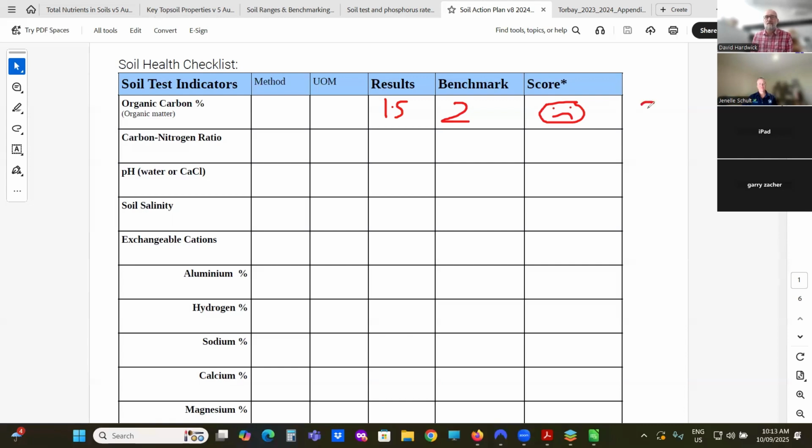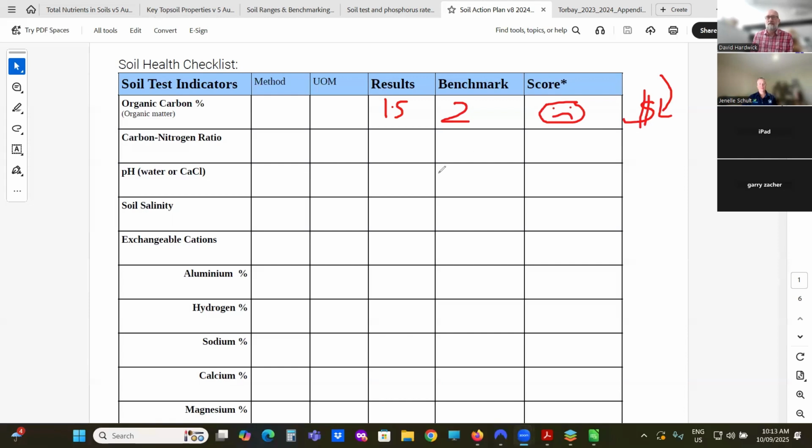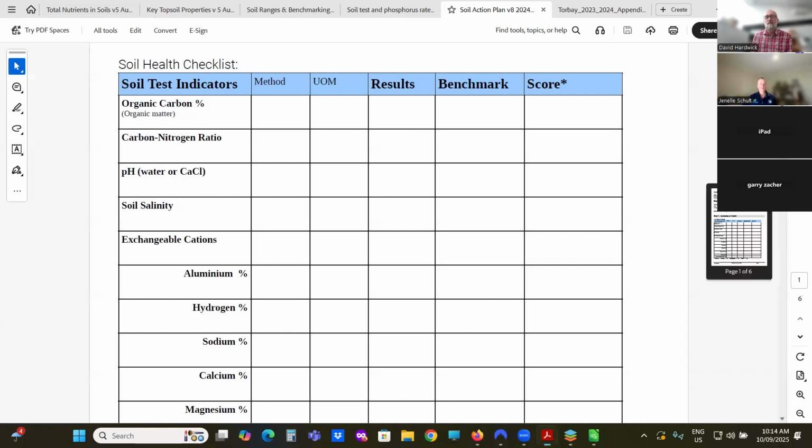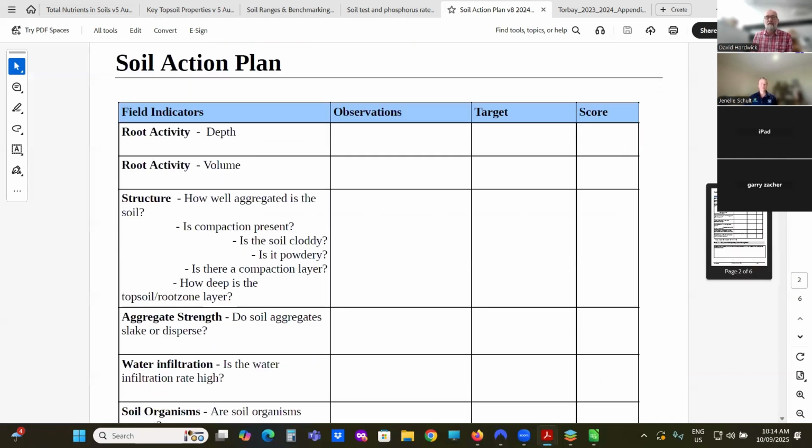And the other symbol you could use is a $ sign, because you're probably losing yield potential in pasture growth, and/or it will cost you money to fix. So that's why a soil constraint can be considered an economic issue to deal with. So that's what we did. We went through that soil health checklist, and hopefully people have identified any soil constraints that they have.